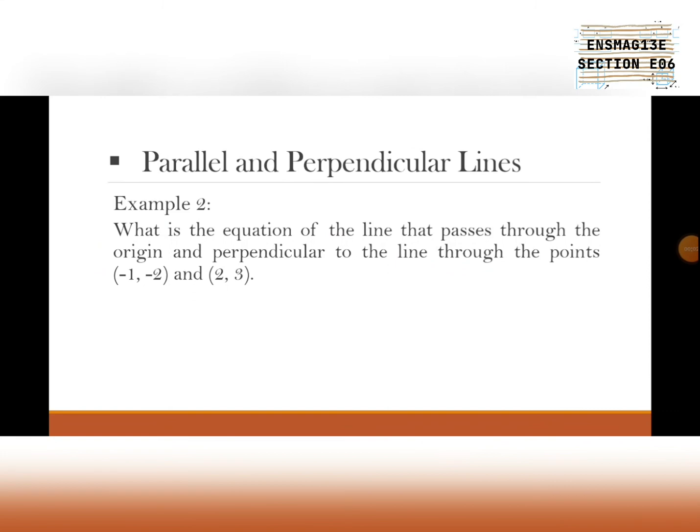Example number 2. What is the equation of the line that passes through the origin and is perpendicular to the line through the points (-1, -2) and (2, 3)?